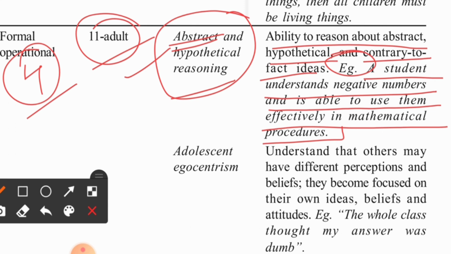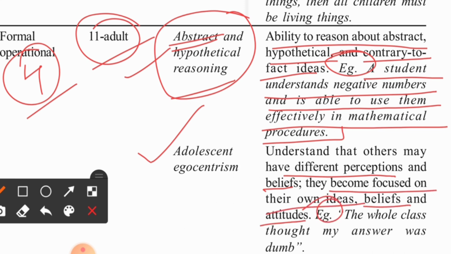Okay, the next characteristic of formal operational is adolescent egocentrism. Here a child understands that others may have different perceptions. At this stage, the child is able to understand that the same thing could be looked at from another point of view also. Other people have their own point of view, so he believes in different perceptions and beliefs. They become focused on their own ideas, beliefs and attitudes.